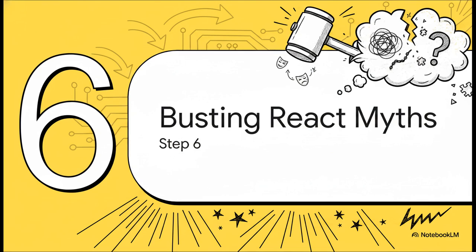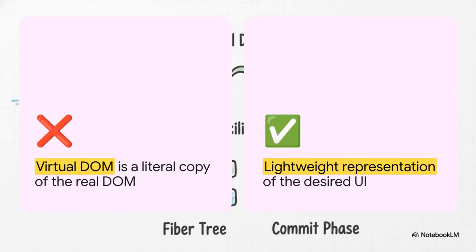Section 6. Busting React Myths. Let's permanently cure your imposter syndrome with a rapid-fire myth-busting sequence, shall we? Myth number 1. The virtual DOM is a literal copy of the real DOM. Ha! False. As we just saw, it's simply a lightweight JavaScript description of the UI you desire. It has absolutely no intrinsic HTML properties whatsoever.